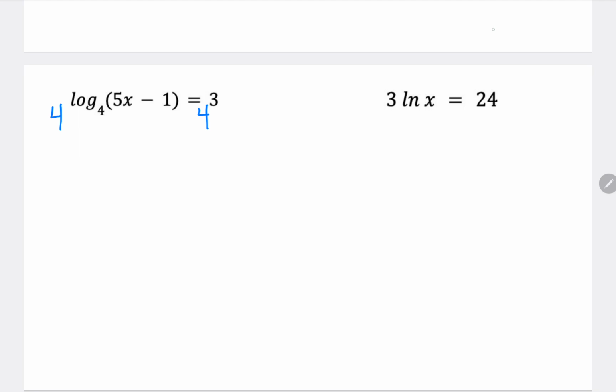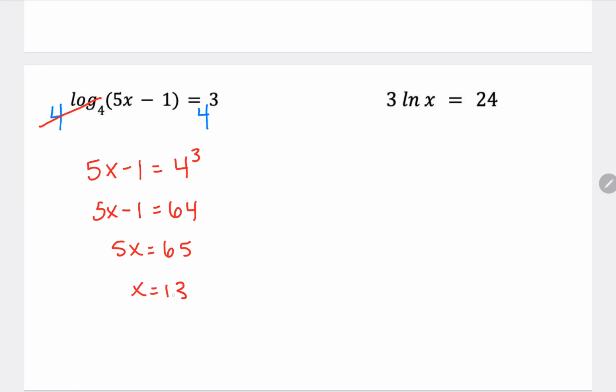So when we create a base of 4 on the left side, the 4 and the log base 4 cancel each other out, and we have 5x minus 1. On the right side of the equal sign, it did not cancel out, so we have 4 to the third power, or 64. So when I continue to solve this for x, we end up getting that x equals 13.